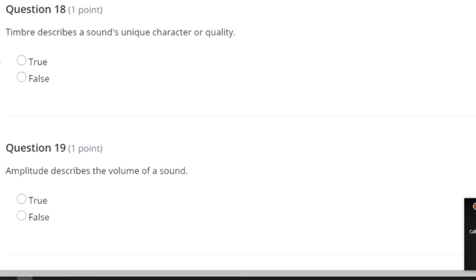Timbre describes a sound's unique character or quality. That's right, that's a good, useful word, timbre. It's how you know it's your friend's voice and not your dad's, because their voices are different as far as timbre goes. They could even be saying the same words. A bass guitar and a tuba can play the same notes, but you can tell them apart because of their timbre, because of their unique character or quality.